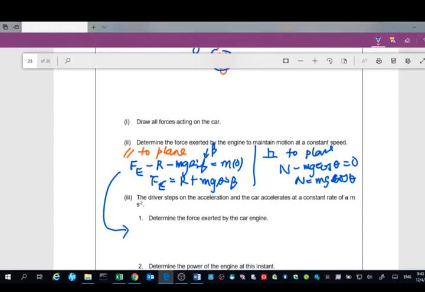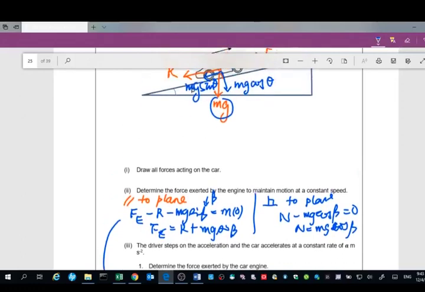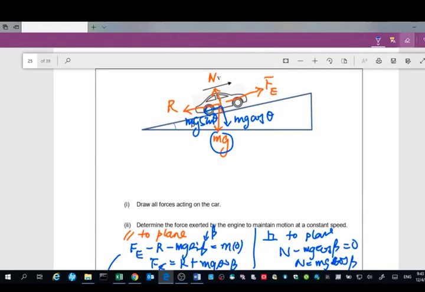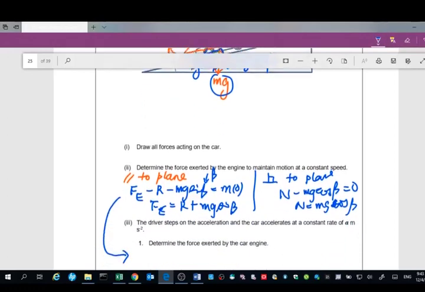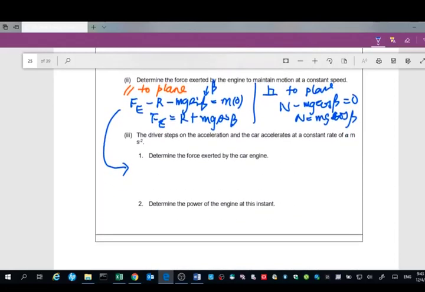I'm so used to theta here, so it should be beta here. All my previous parts here should be beta. I was so used to theta. Right, so let's go back to part 3 here.